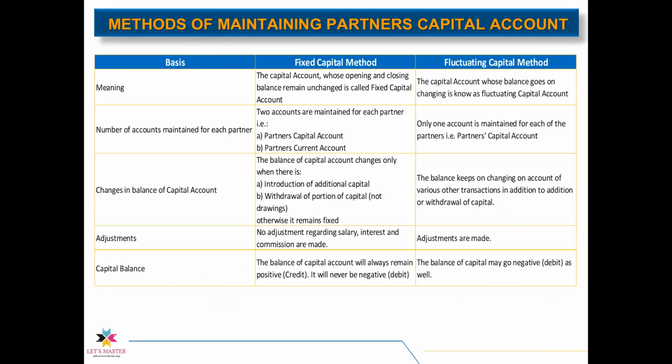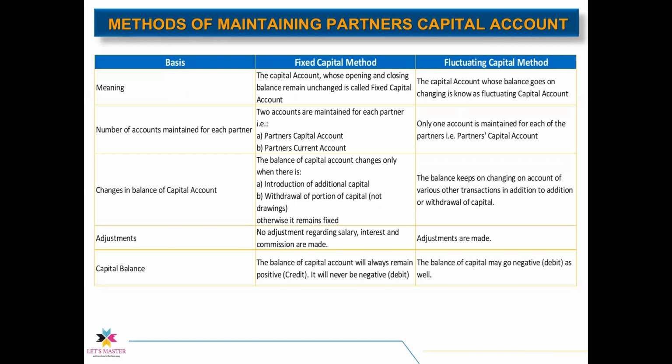Now, if we do a quick comparison, the first comparison is on the basis of meaning. The capital account whose opening and closing balance remains unchanged is called fixed capital account. And if we talk about fluctuating capital method, the capital account whose balance goes on changing is known as fluctuating capital account. Number of accounts maintained for each partner.